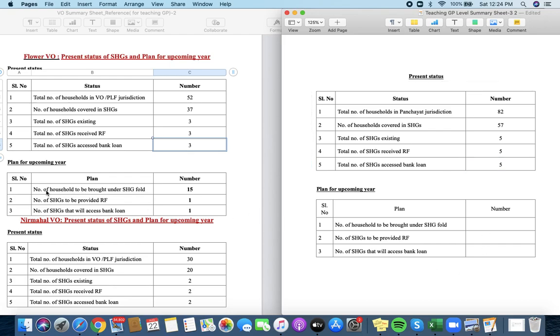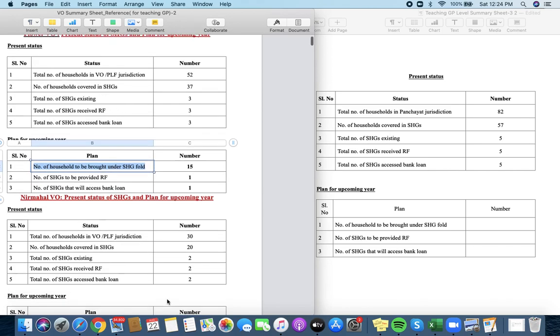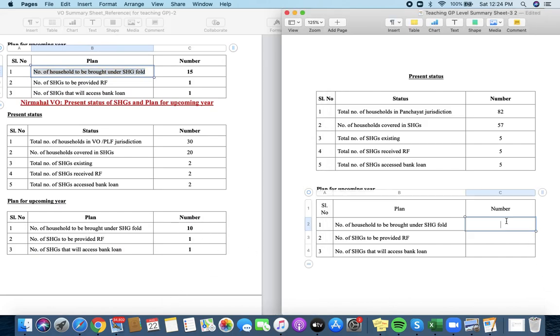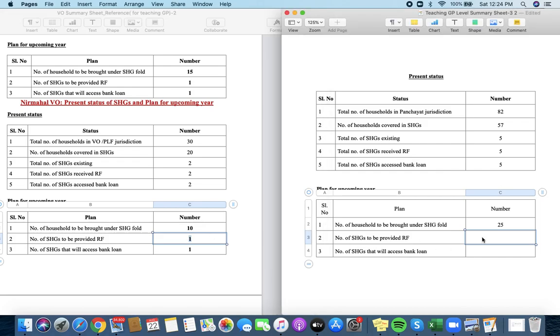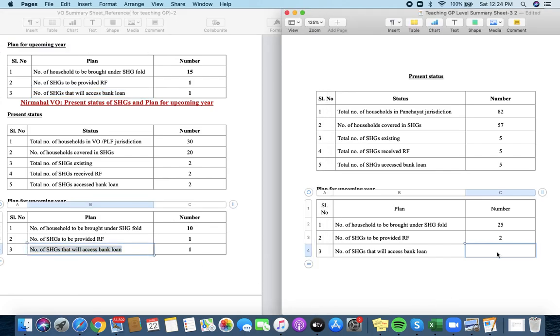In a very similar way, we will calculate the number of households to be brought under SHG. Here it is 15, and for Nirmahal VO it is 10, so the total will be 25. Number of SHGs to be provided RF here is 1 and in Nirmahal VO is also 1, so it will be 2. And number of SHGs that will access bank loan here in Flower VO is also 1 and here also it is 1, so it will be 2.